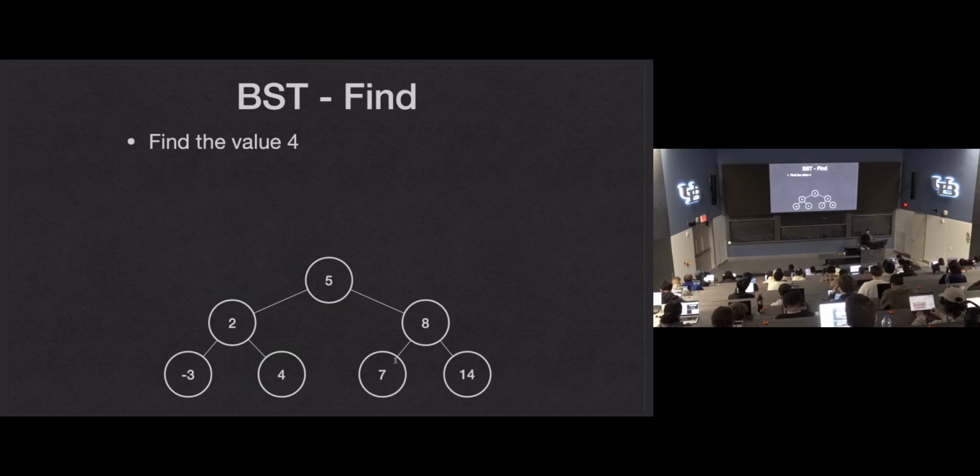Now suppose we did the same thing, but we're looking for the value 12. We're going to start here. 12 greater than 5, move to the right. 12 greater than 8, move to the right. 12 less than 14, move to the left. We get null, so we're going to return null all the way up and say, hey, sorry, 12 is not in this tree.